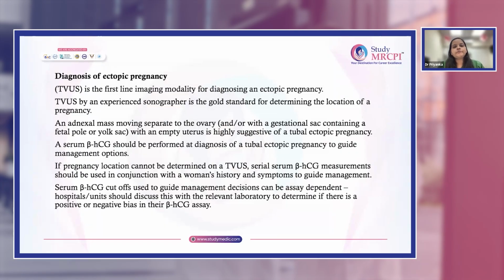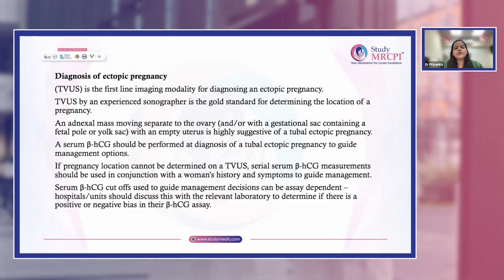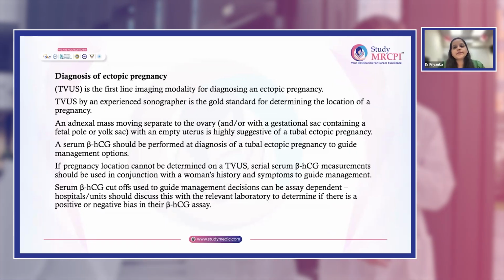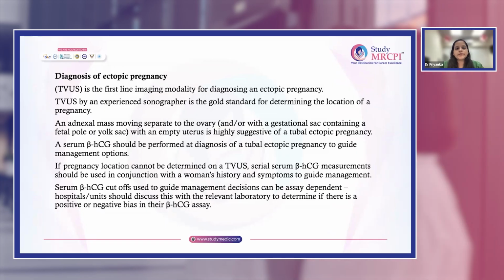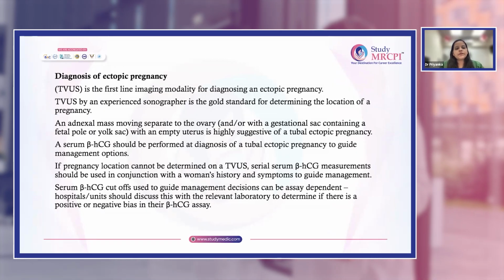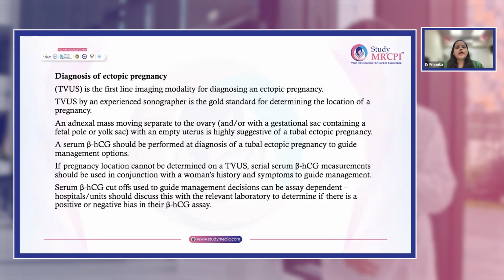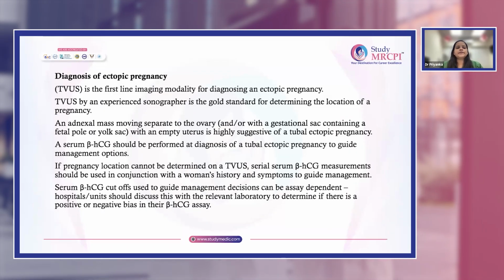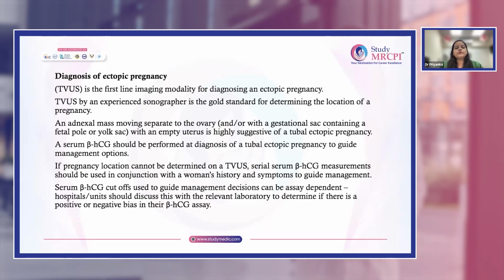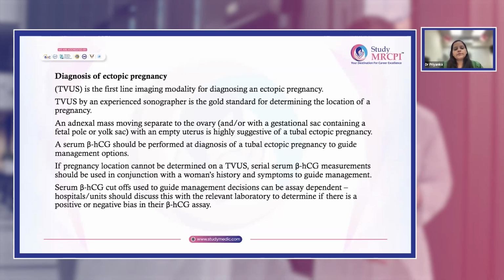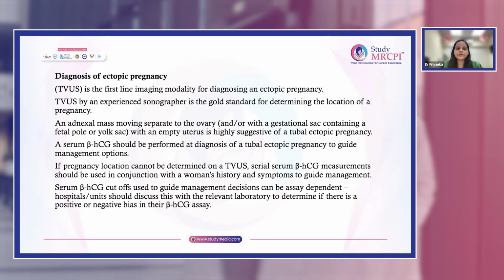So how do we diagnose an ectopic pregnancy? We do a transvaginal scan, which is the best imaging modality to diagnose an ectopic pregnancy, especially by an experienced sonographer, to locate the pregnancy. What we usually see on transvaginal ultrasound is an adnexal mass which moves separately from the ovary. In that mass we can see either a yolk sac or a fetal pole, or we may not see a fetal pole or yolk sac, and there will be this mass with an empty uterus, which raises high suspicion of a tubal ectopic pregnancy.